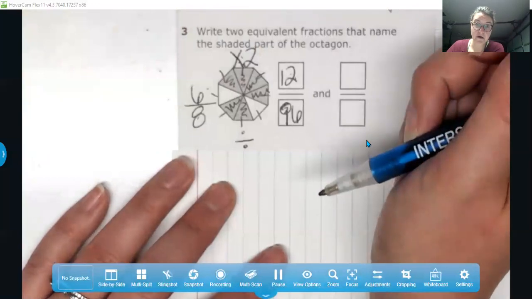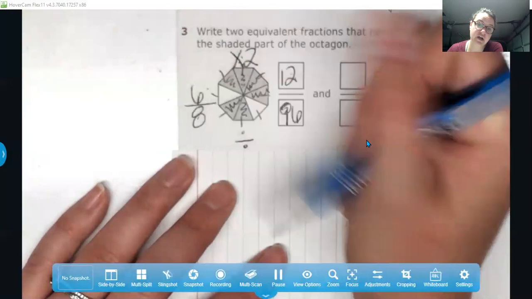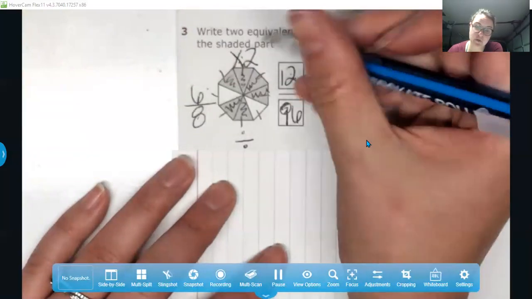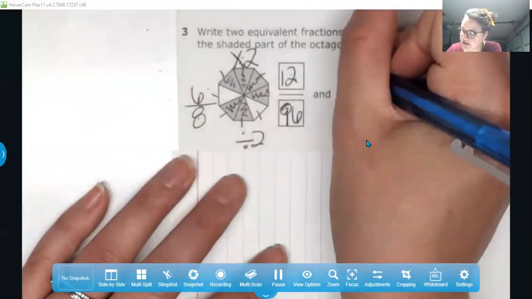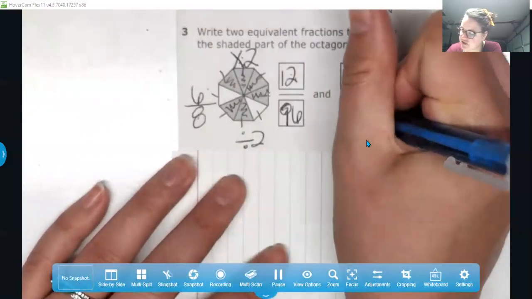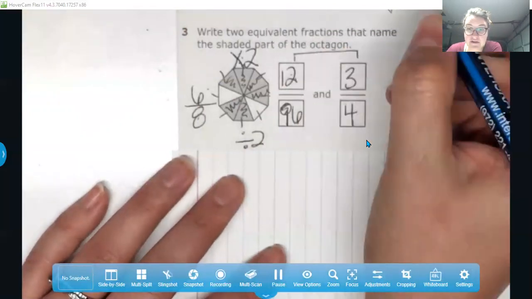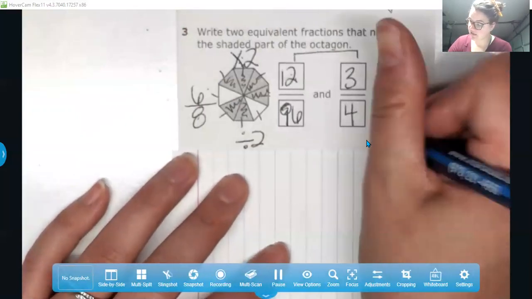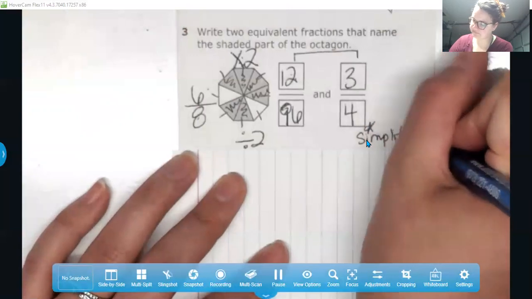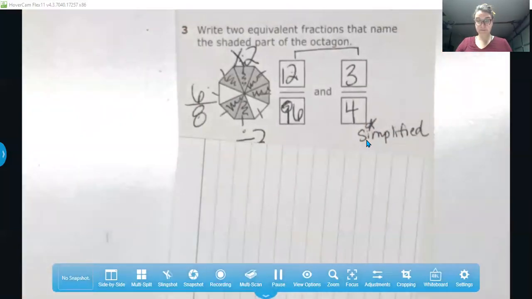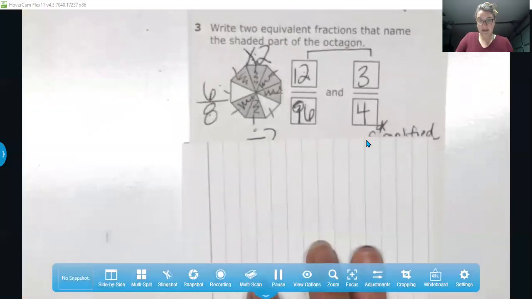And what's super cool about our fraction is that we can see that both of these numbers have a factor of 2. So I can also divide by 2. 6 divided by 2 is 3. 8 divided by 2 is 4. These are both equivalent fractions. This is the only one that is simplified because I divided. It is a more simple answer.